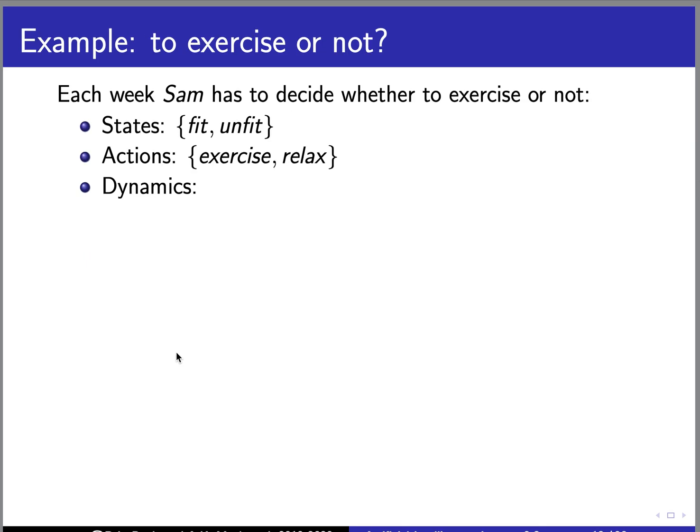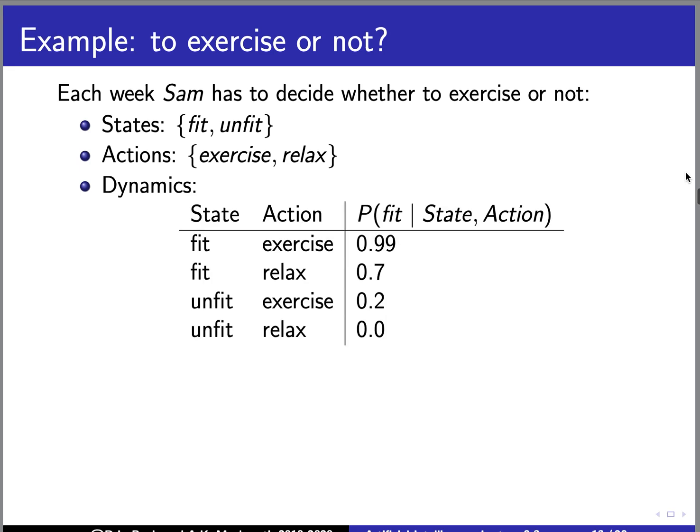All right, so here's an example. Each week, Sam has to decide whether to exercise or not. There are two states: Sam can be fit or unfit. And the actions are Sam can exercise or relax. It's a good decision people have to make, whether we should exercise. And the dynamics we're going to assume is if you start off as fit and you exercise, then it's very likely you're going to remain fit. Maybe you might get injured and stop being fit.